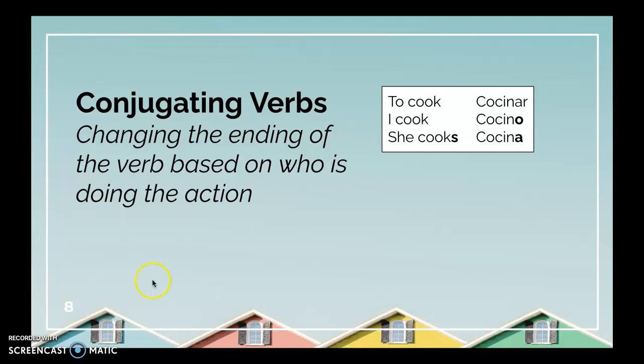So let's remember this big word, conjugating, conjugate. Conjugating verbs means changing the ending of the verb based on who is doing the action. So our base form, we call it cocinar with an AR. I cook, we change the AR to an O. She cooks. In English, we add an S. In Spanish, we change it to an A. You'll see that there are more changes to the verb in Spanish than in English. And so for English speakers, that can be a little confusing, or at least it takes more getting used to. But know that in English, we do it too.